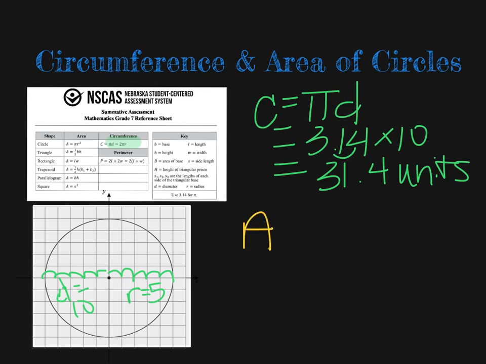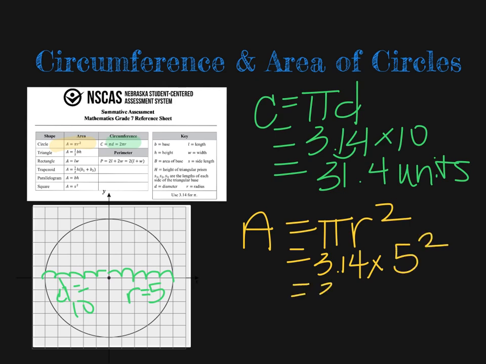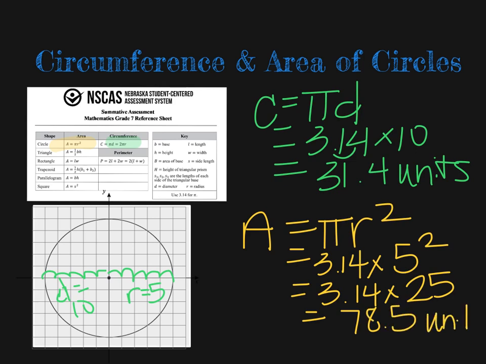Now for area, again, I go find my formula. So area of a circle is pi times radius squared. So I start with my formula, pi times radius squared, and then I substitute the appropriate values. Instead of pi, I use 3.14. My radius halfway across the circle is 5 squared. So then I have 3.14 times 25. You can go ahead and use your calculator if you want to. And when you multiply those together, you get 78.5. And again, you would use the label units, and it's squared since you are finding area.